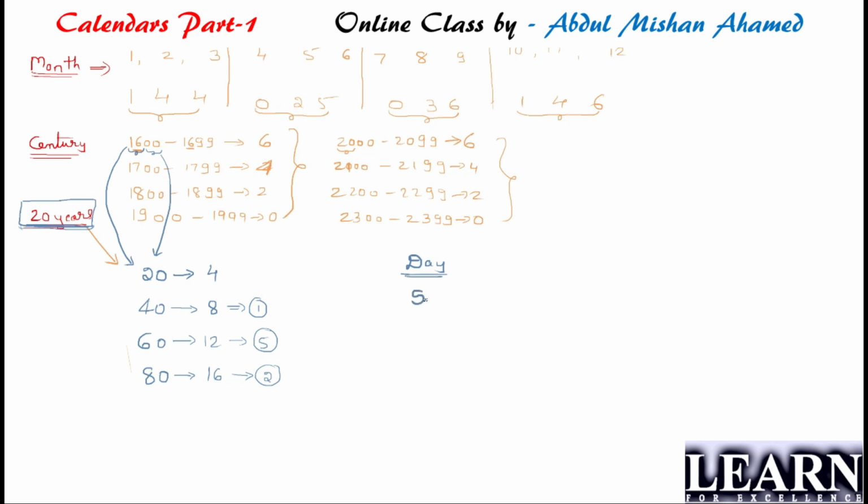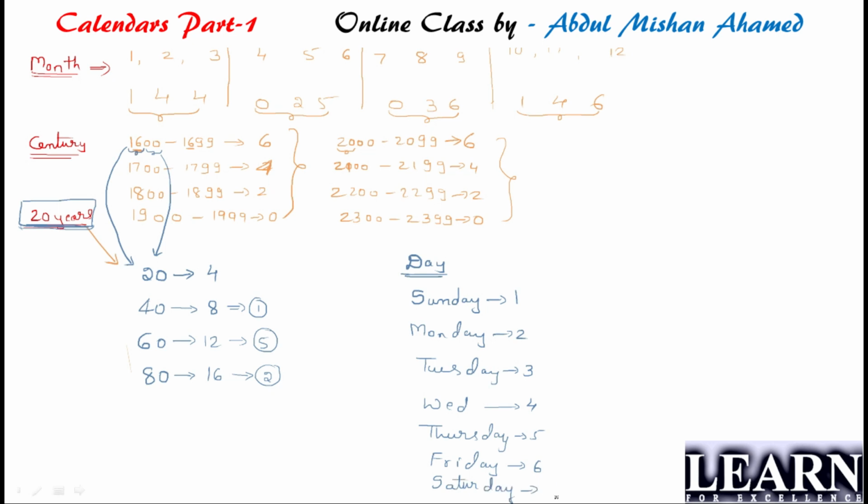Our day will start from Sunday. I can say Sunday is 1. If you get the total coding as 1, that is nothing but Sunday. Next will be Monday, Monday will be 2. Tuesday will be 3. Wednesday will be 4. Thursday will be 5. Friday will be 6. And at last we have Saturday, that is nothing but 7 or 0. So you need to understand this. These are the coding systems.